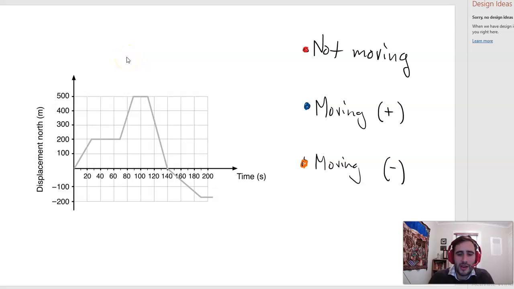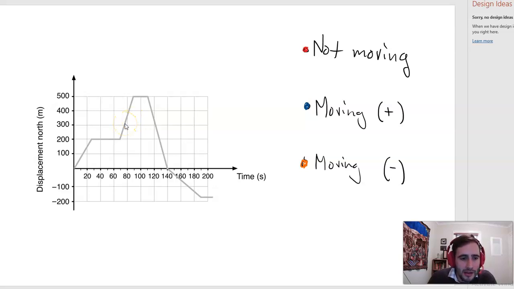Alright, so here's another problem which you're going to have to encounter, which is taking the reverse. So there's a displacement time graph, and in this case, positive means north, negative means south, and it's just of a random object. So this thing is moving through time, and there's the relative displacement. So a normal question I could ask you is, when is it not moving? When is it moving in a positive direction? And when is it moving in a negative direction? So let's have a look at when it's not moving.